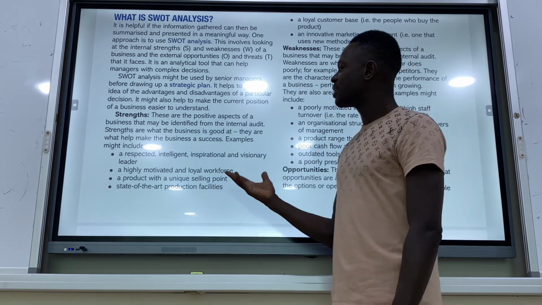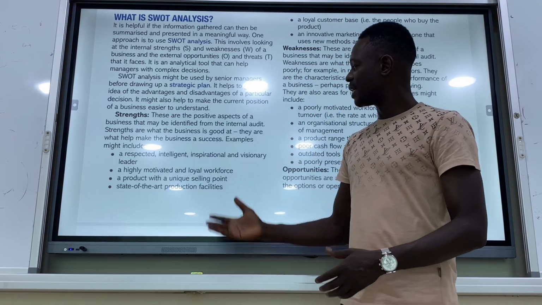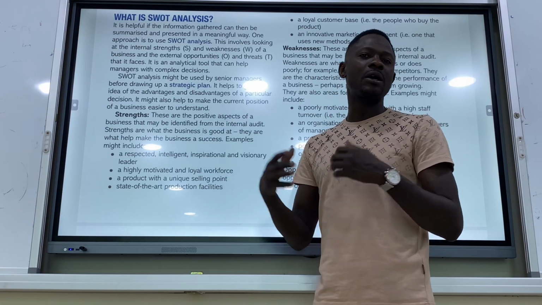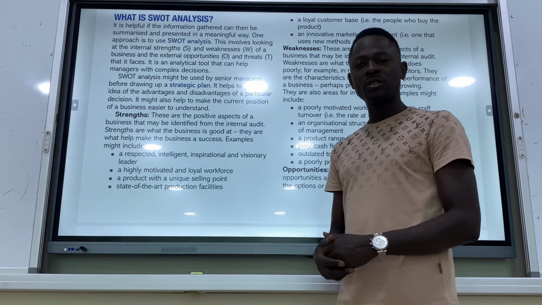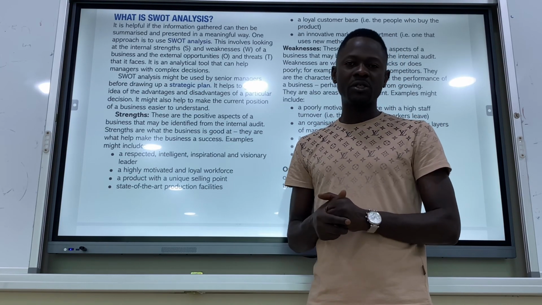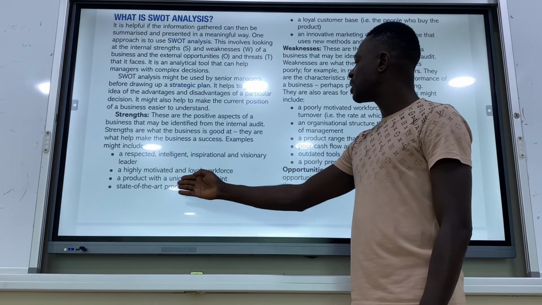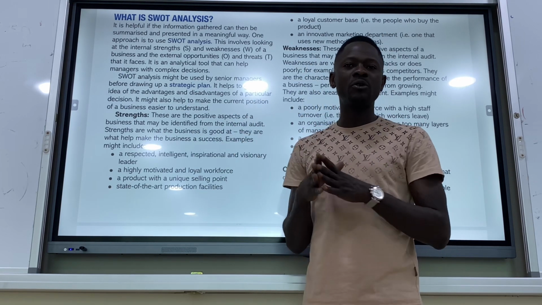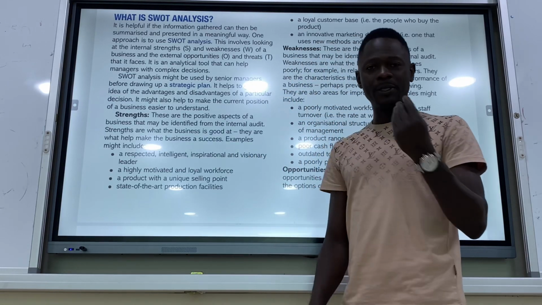Examples of strengths are a respected, intelligent, inspirational, and visionary leader, one who can hold their own when competing with competitors. A highly motivated and loyal workforce: you have workers who will always want to stick with you. They don't want to leave for your competitors. They want to continue working with you with efficiency. A product with a unique selling point, a USP, means your product is so different from those of your competitors. That is part of the strength of the business.